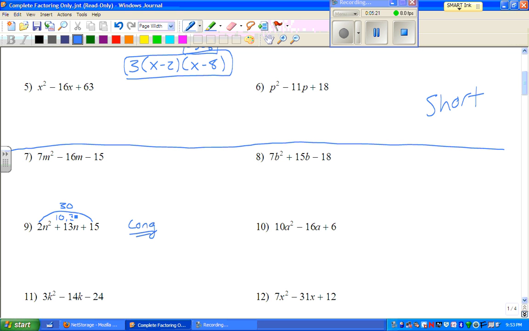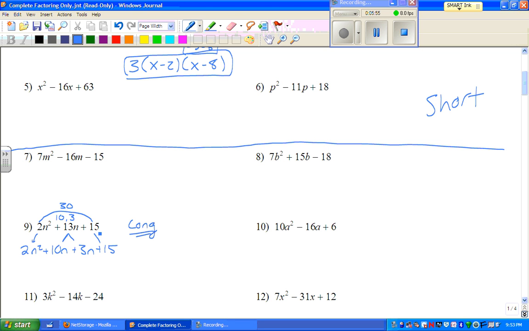It's called the long method for a reason. It takes a while. So this is the process of the long method. It's actually called splitting the middle term. So what you do, if we're going to split the middle term, we're going to break this 13n up into my two factors. So I have 10n and a positive 3n. Okay, so what happens to this 2n squared and the 15? These just drop. So it would be 2n squared plus 10n plus 3n plus 15.